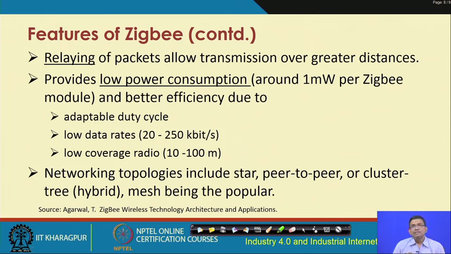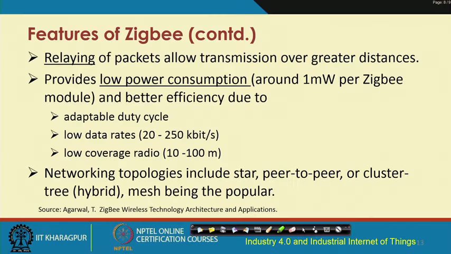Zigbee helps in packet transmission over greater distances with the help of the concept of relaying. Relaying means that if one Zigbee device receives a packet, it sends it to one of its neighbors, and through a multi-hop process, the data from the source is received at the destination node. Zigbee supports this multi-hop communication concept, because of which the communication range can virtually be increased.